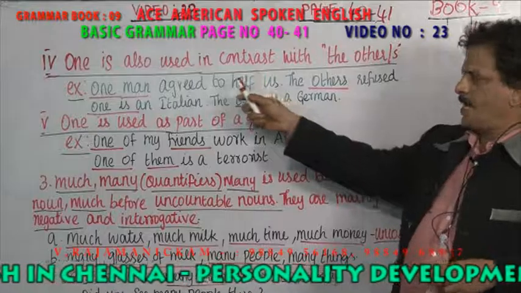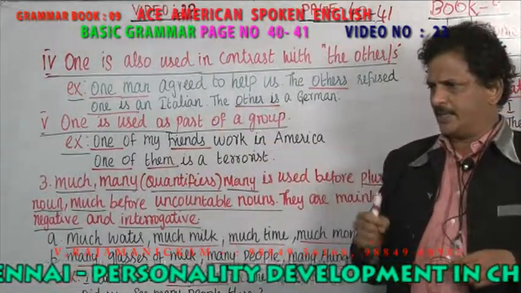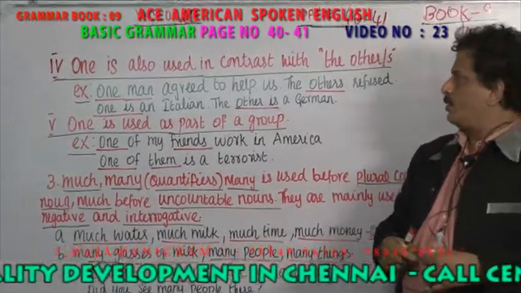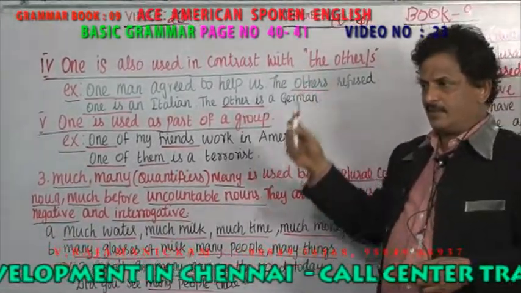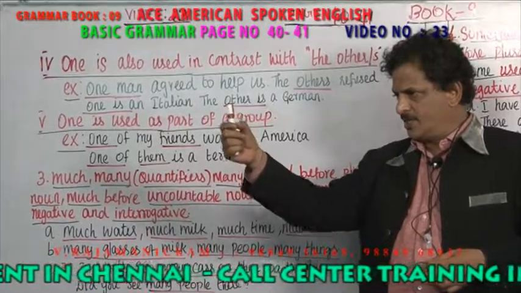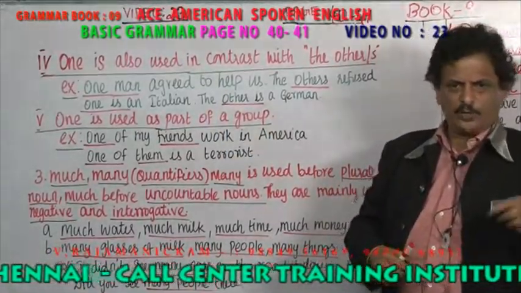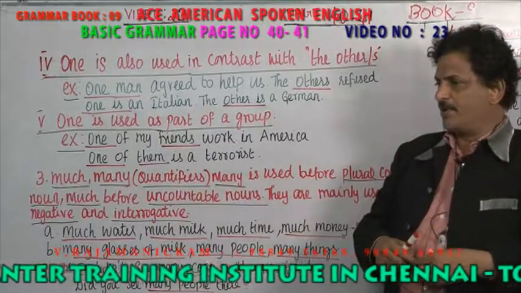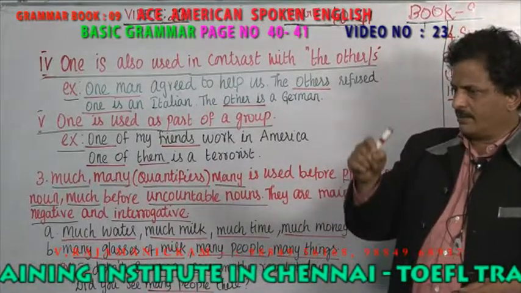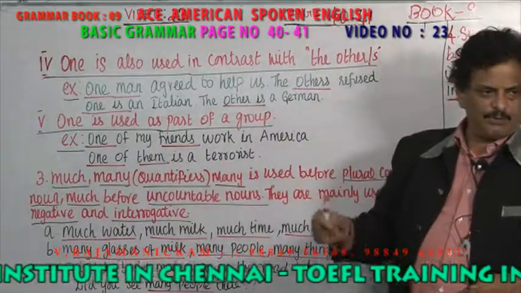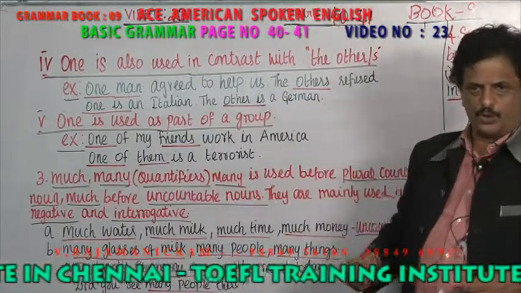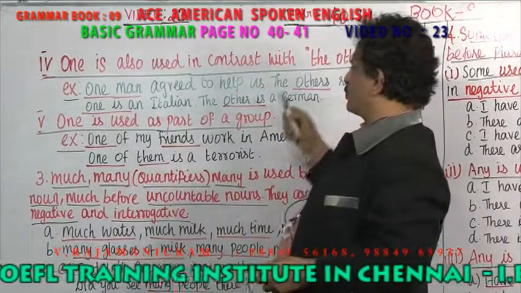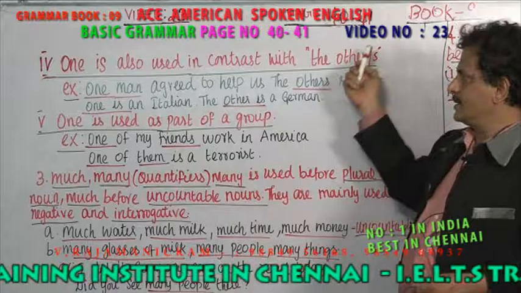See, for example, one man agreed to help us. The others refused. What's the difference between others and other? Other means one other person. Others means he is the one who helped me. He is the other who didn't help me. They are the others who helped me. Others, plural. One, singular. The opposite to one is the other. See, one man agreed to help us, the others refused. So one is singular, others is plural.